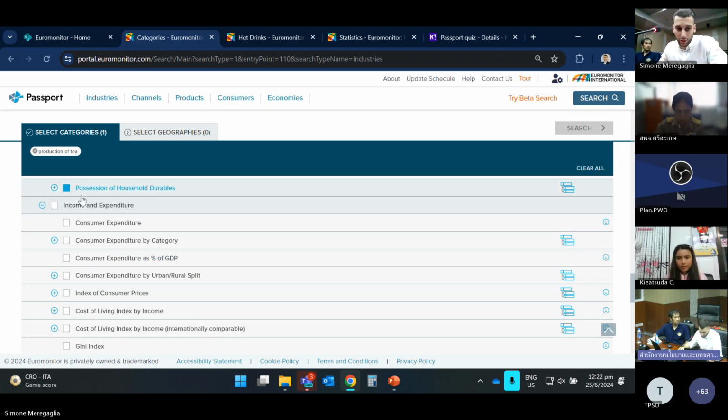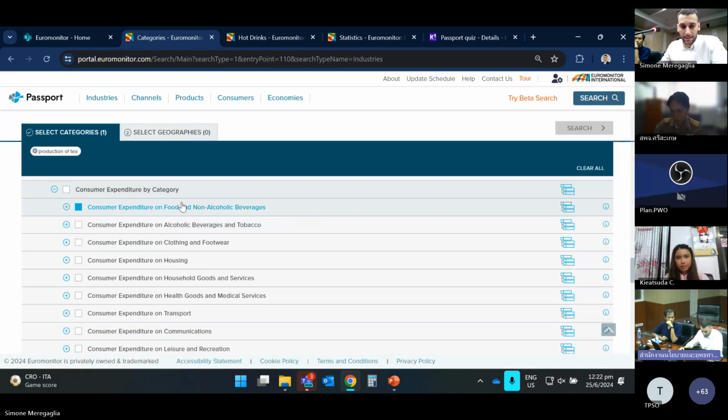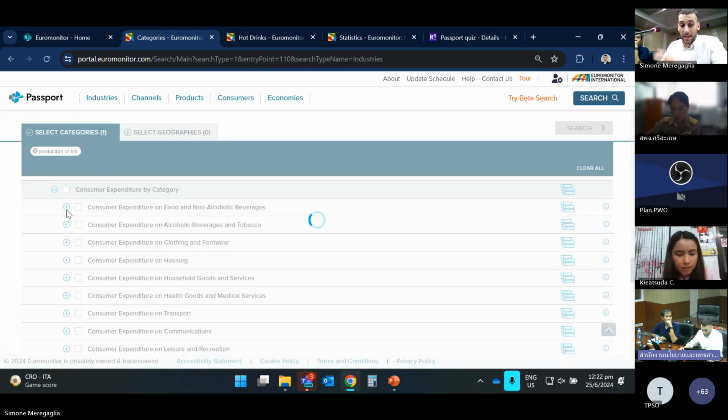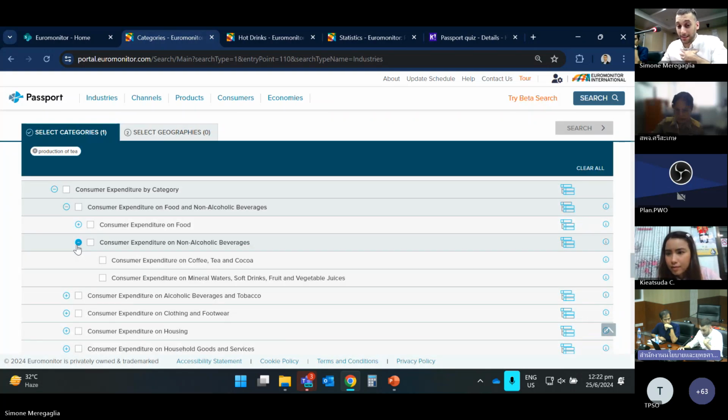So I have information here under income and expenditure, under consumers. We know consumer expenditure by category. So how much consumers spend in that country on each category. Each category, if I expand it, is food and non-alcoholic beverages, and I can deep dive into it. Non-alcoholic beverages, which is our case, in this case is coffee, tea, and cocoa. How much exactly do they spend compared to other countries?